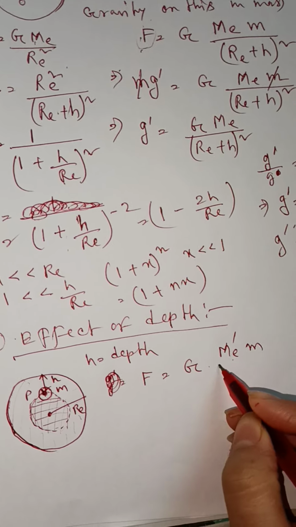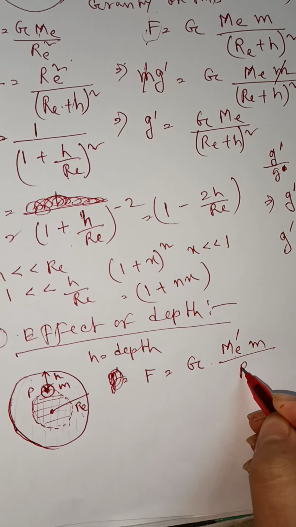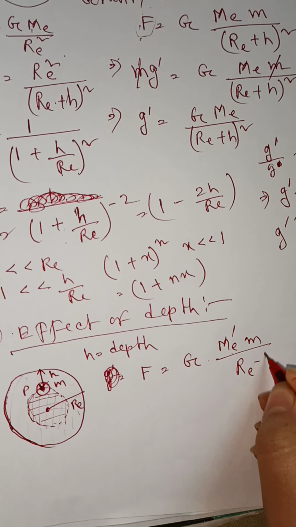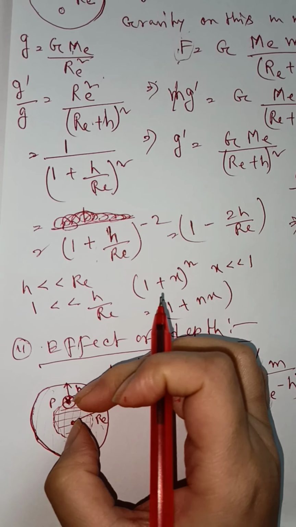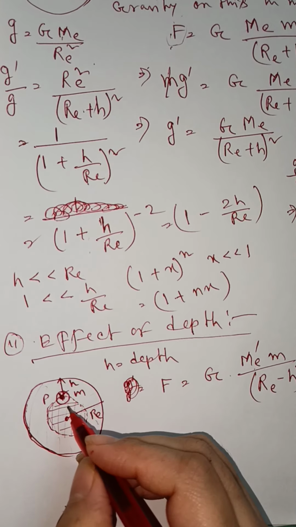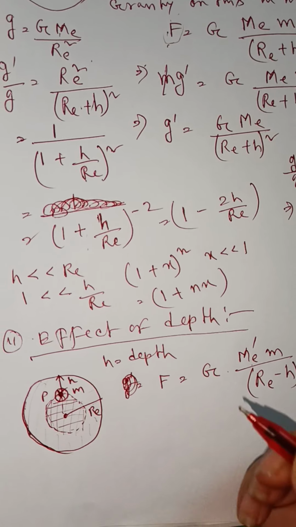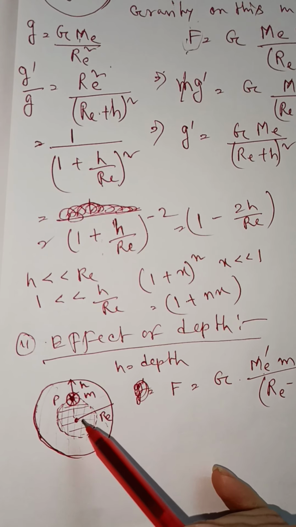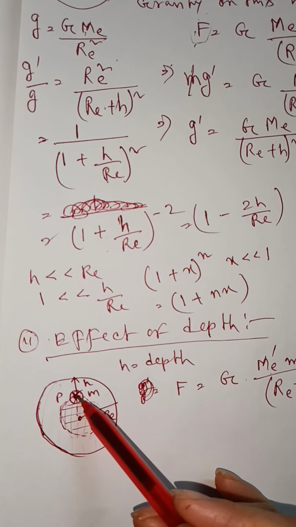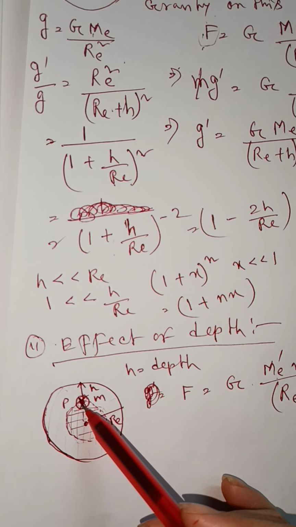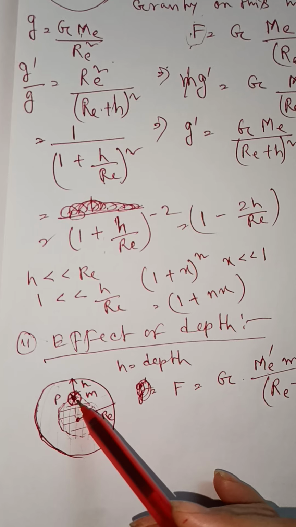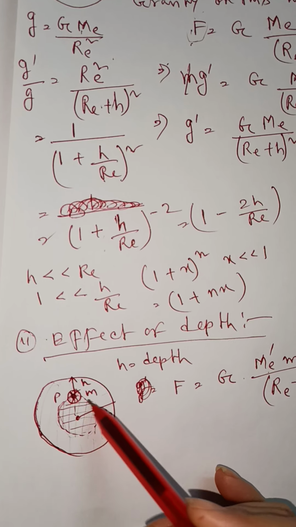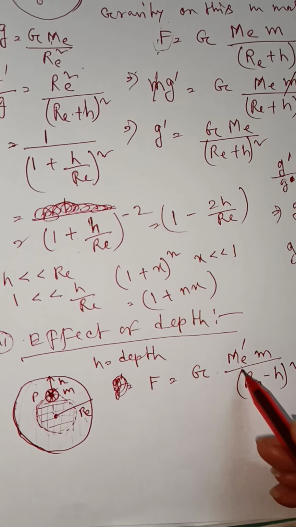into small m by (RE minus H) whole square, because this one is RE, that means this one is RE minus H, so we have to take this distance, right? Because here we assume that this is our earth and this body is placed on the surface of this inner part of this earth.